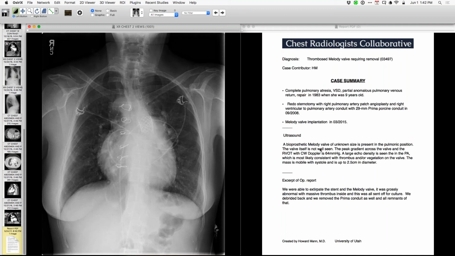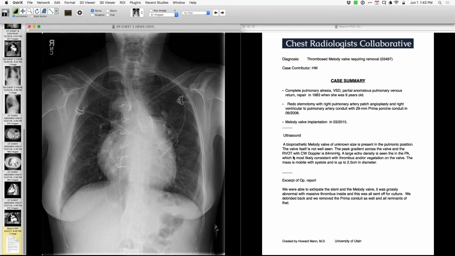tetralogy, or pulmonary atresia. When she was 9 years old, you can see that they did initially a form of conduit, perhaps a stented conduit. I'm not personally familiar with something called the Prima conduit. I think it's made by, I can't remember what company, but she had this conduit in 2008 with subsequent Melody valve implantation, presumably in that conduit, in March of 2015. So on this radiograph, we can see findings that go along with that congenital heart disease, the right sided aortic arch. We can see the Melody valve.